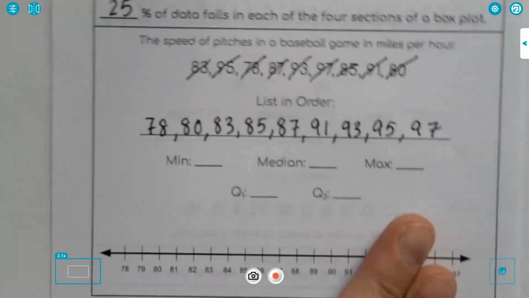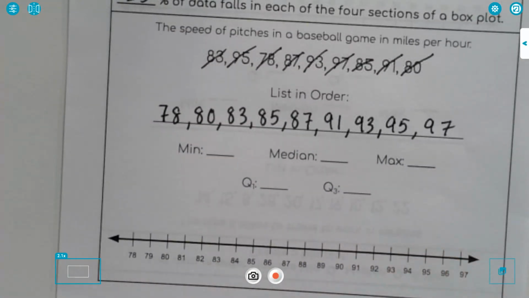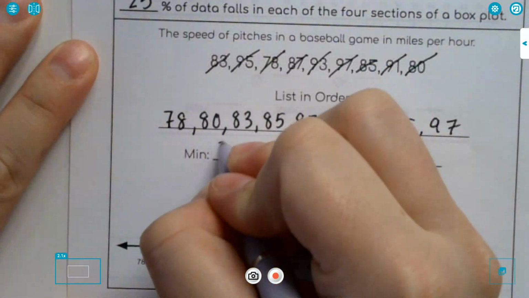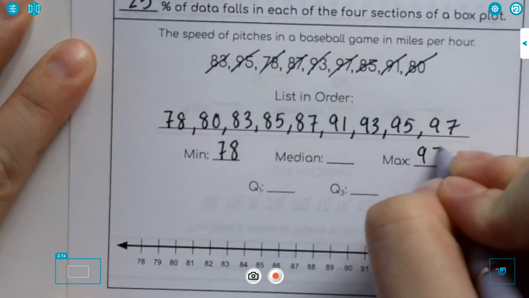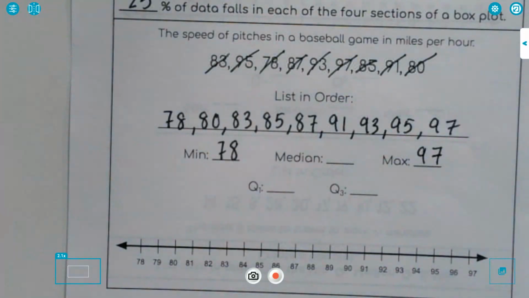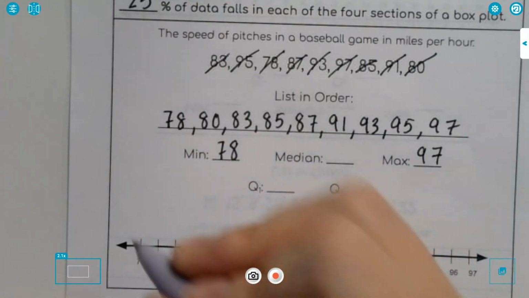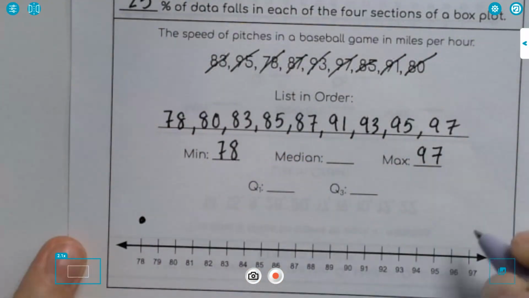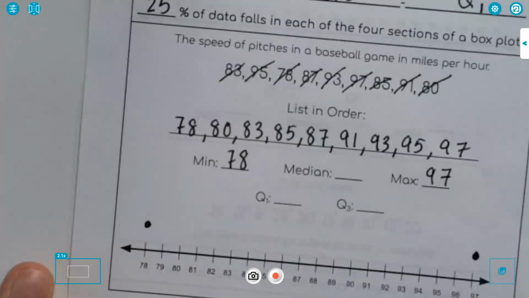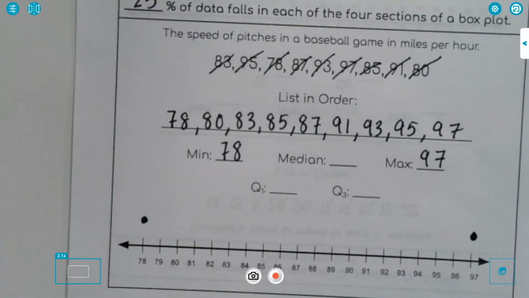Okay, then from there, we are going to find our 5-number summary. So minimum and maximum are easy, 78 and 97. And then I'm going to go ahead and do my graph while I find my information. I'm going to put a dot at 78. I'm going to put a dot at 97. Because that's going to be where my whiskers go to. This example happens to take up the whole number line, just because that's the way we made it. Sometimes they won't go all the way to the ends.